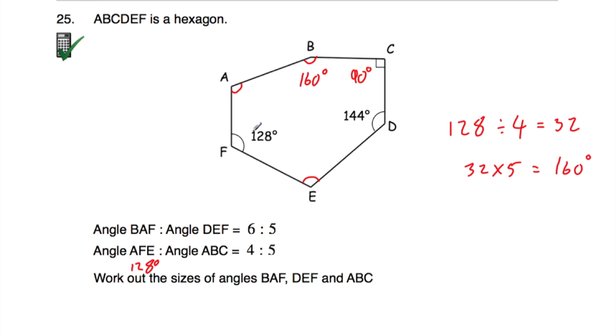And again, we can check this. We can write down 128 to 160 as a ratio, and if we simplify it, we should get 4 to 5. Okay, next, we find the size of angle ABC. So ABC is 160 degrees.